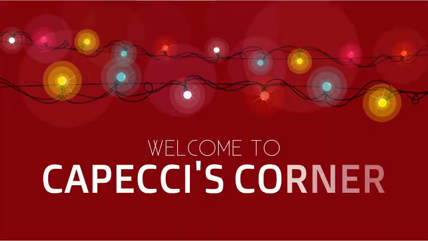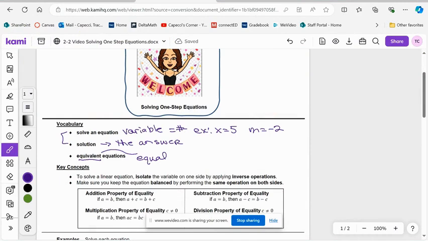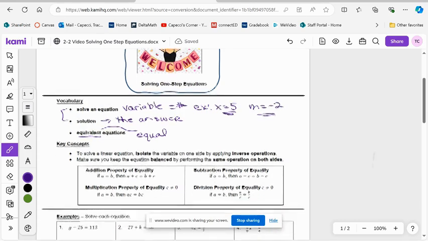Today in Capechi's Corner, we're going to solve one-step equations. So a couple of vocabulary words to start. When we're solving an equation, we're making a variable equal to a number. For example, 5 is equal to x, m is equal to -2, and the solution is the answer. When we see the word equivalent, remember that means equal.